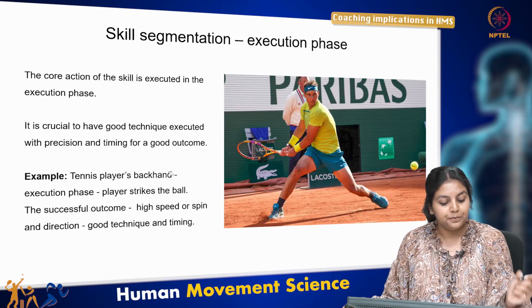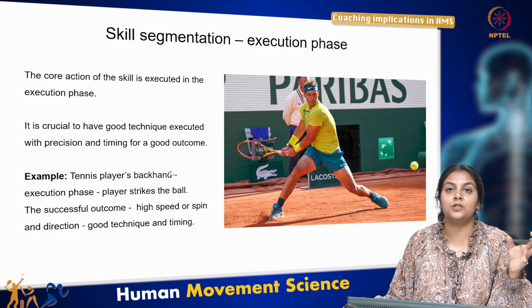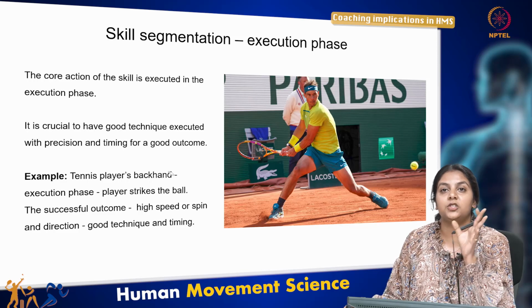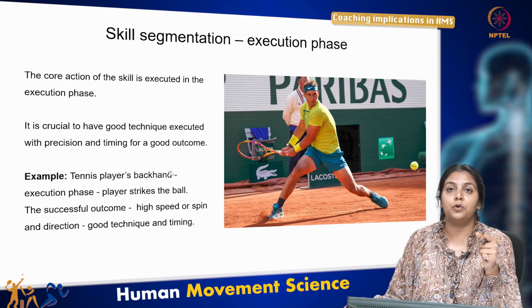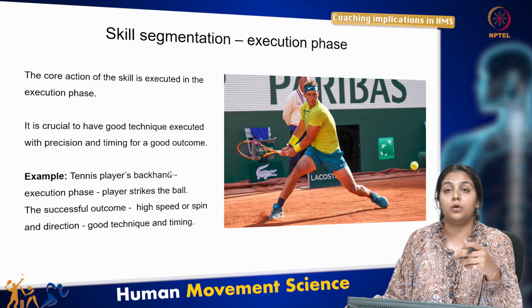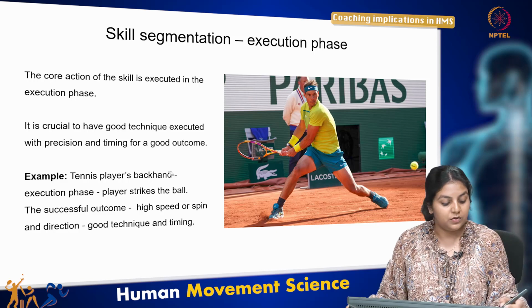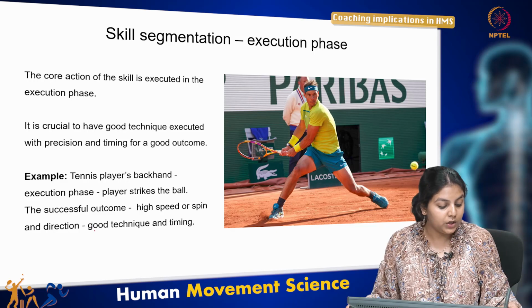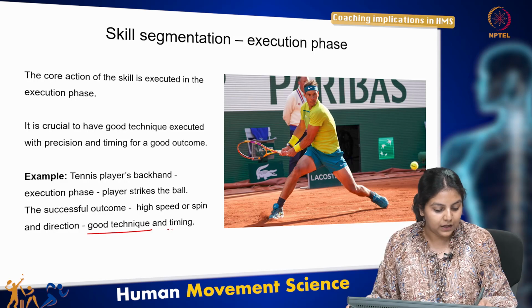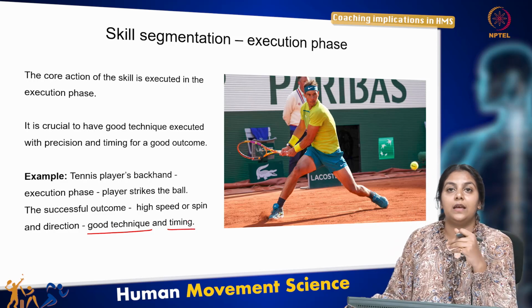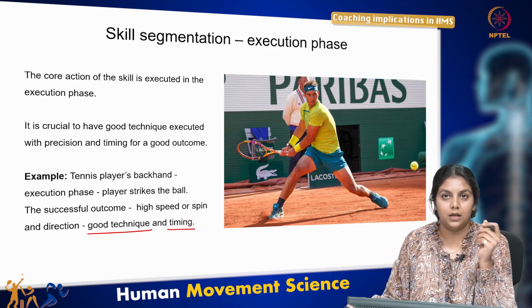So for example, in a tennis player's backhand, in the execution phase the player strikes the ball, and a successful outcome would be to achieve high speed or more spin on the ball or give it a particular direction. Which is why a good technique and timing while executing or striking the ball is extremely important.